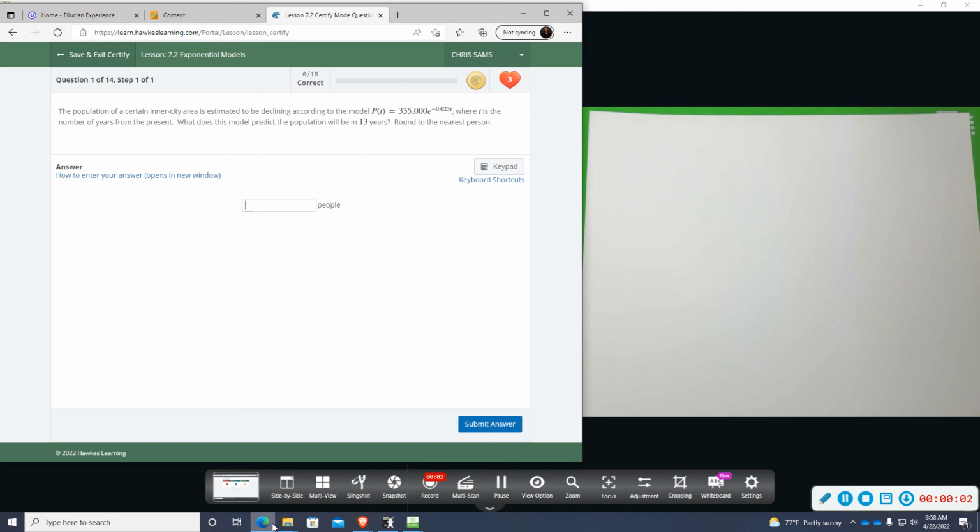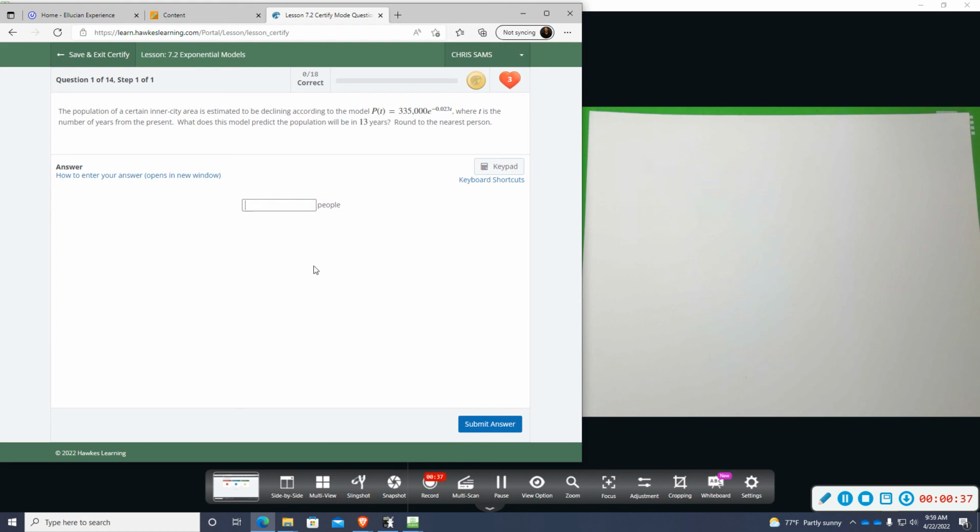Alright, number one. We're given that the population of a certain inner city area is estimated to be declining according to this model. We're given P of T is equal to 335,000 times E raised to the negative 0.023T, where T is the number of years from the present. What does this model predict the population will be in 13 years, rounded to the nearest person?